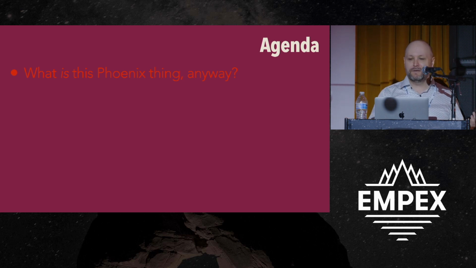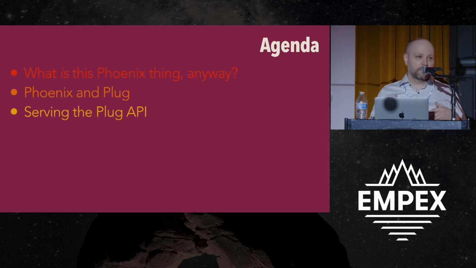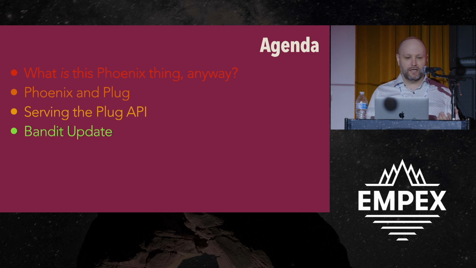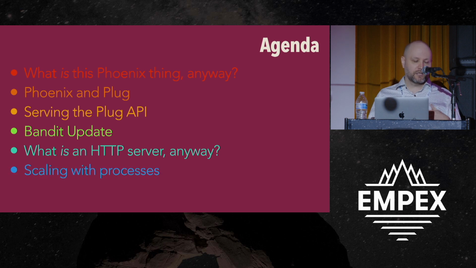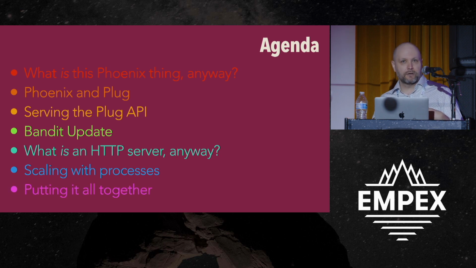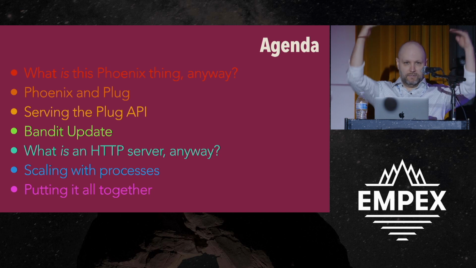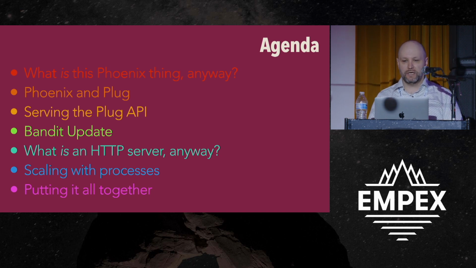We're going to talk about what Phoenix is in the first place. We're going to talk about how Phoenix interfaces with the outside world via an API called Plug. We're going to talk about how we serve the Plug API. I'm going to give an update on Bandit, and we're going to talk about what an HTTP server does very quickly, and then we're going to talk about how the process models that the BEAM provides lets us scale that web server really effectively. And then finally, we're going to put this all together and show how everything underneath Phoenix actually works the way it does.